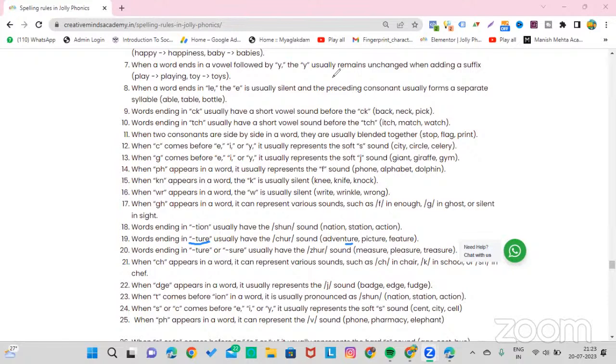Okay. In the next rule, there's a mistake. It's not TURE, it's SURE. Now, why is this SURE giving the zh sound? Can anybody tell me? SURE is making the zh sound. Why? When will it happen?